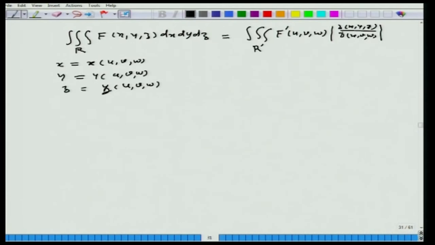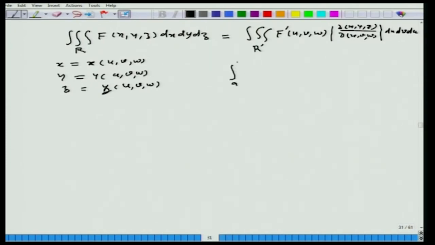So, this is the Jacobian, and you take the absolute value, the bar is for the absolute value of this. If it comes out to be negative, we remove that negative sign. If it is positive, we retain it as it is. So, you have du dv dw. That is the change of variable rule, an extension of the one dimensional case.